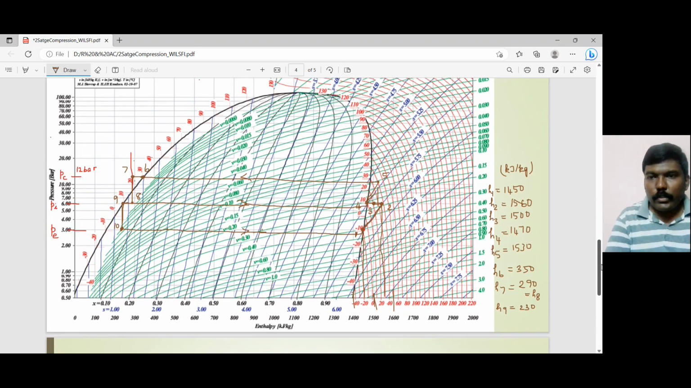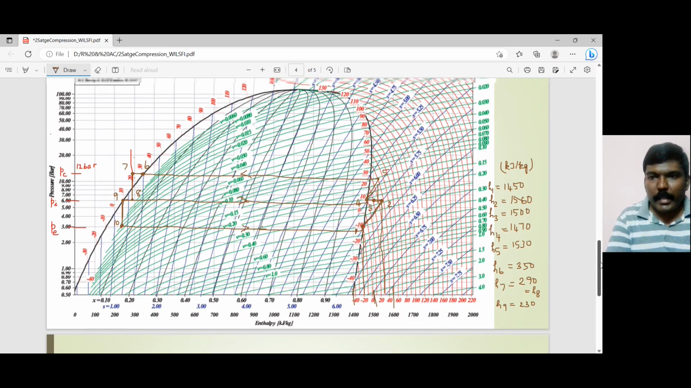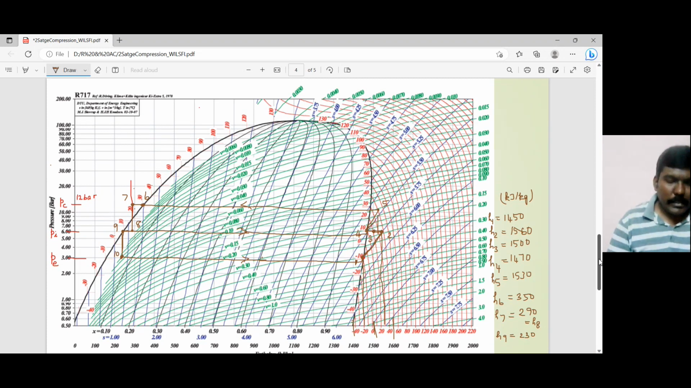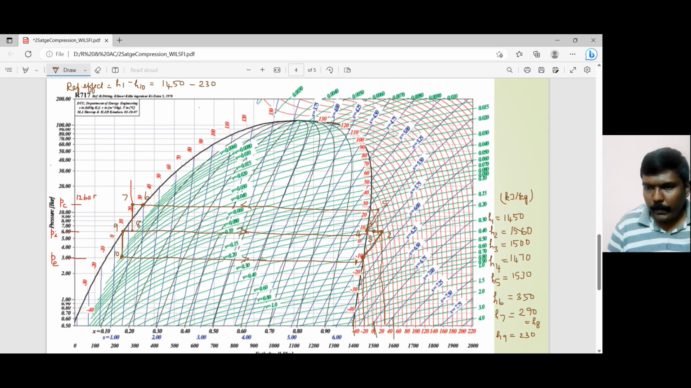Okay, so to identify the COP value, it's going to be easy. It's the same methodology. So you have the refrigeration effect. Refrigeration effect is going to be H1 minus H10 or H9. So H1 is 1450 and H10 is 230, which is also equal to H9. So that leaves you with 1220 kilojoule per kilogram.